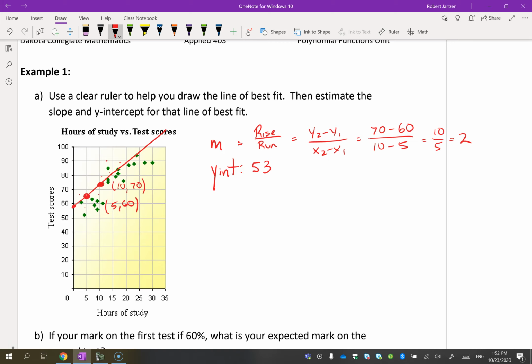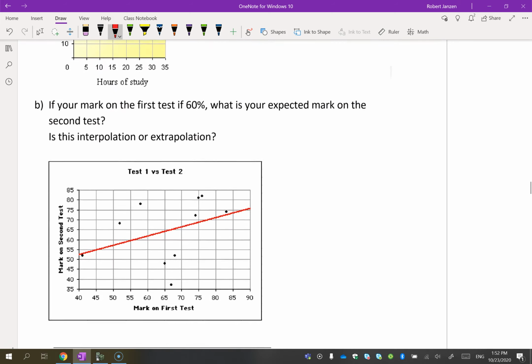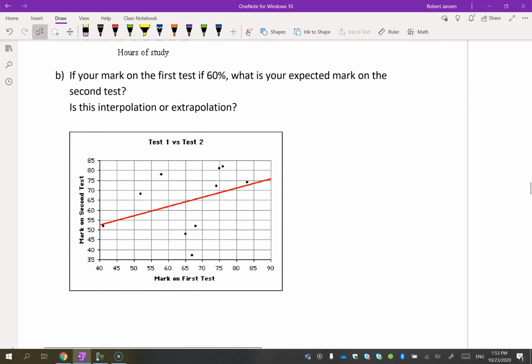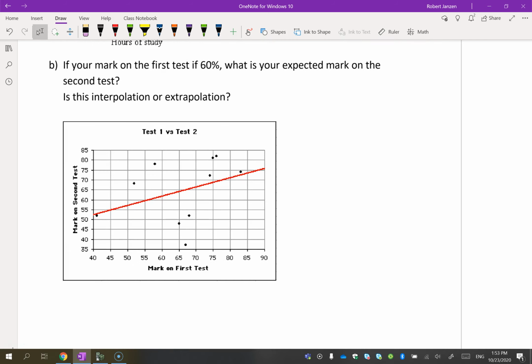So that's doing it by hand. We're not going to do that very often. Instead, we're going to be using the calculator to figure out our equation.